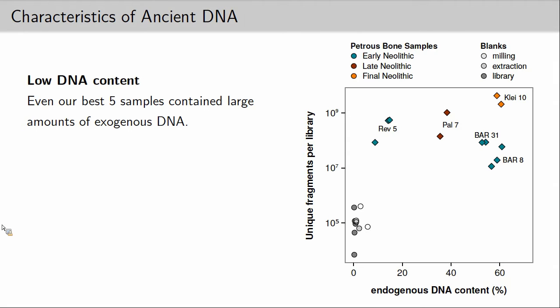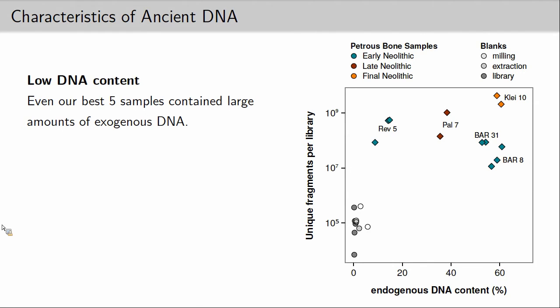But there's more challenges associated with this. The issue is that because DNA content is very low, if you actually generate a sequencing library, you get a lot of the times the same fragment. You have to amplify the DNA using PCR, and you're going to sequence the same fragment multiple times. What is shown here on the y-axis for each of these samples is the amount of unique fragments we're actually getting. Down here is a bunch of blanks that were run in the lab.